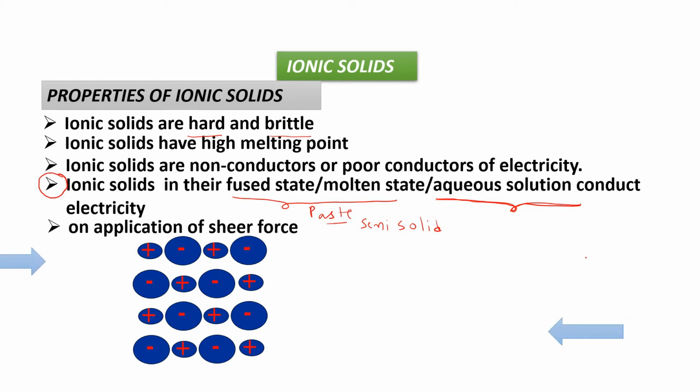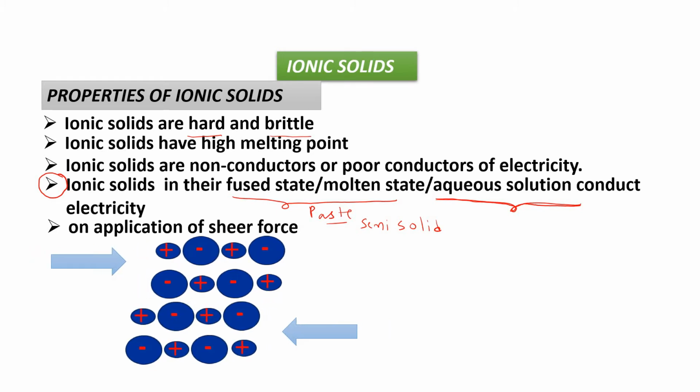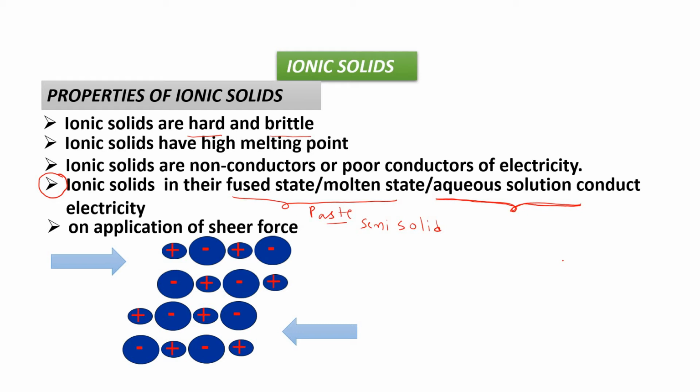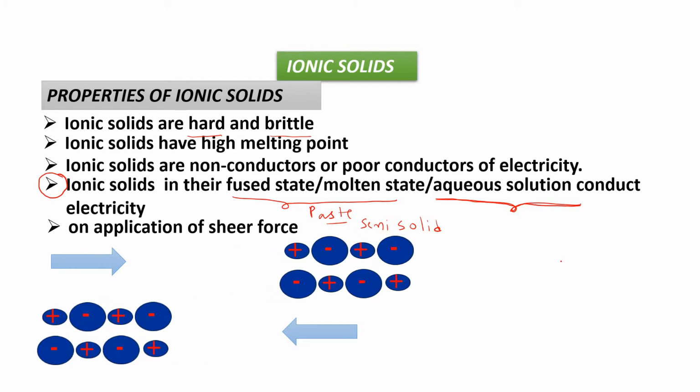Next, the application of shear force. When you apply some force, what happens here? The ions can move a little, they can only vibrate. Because of this, a little repulsion will be generated, as positive ions meet positive ions. So the crystals undergo distortion and are fractured, because of the application of shear force.